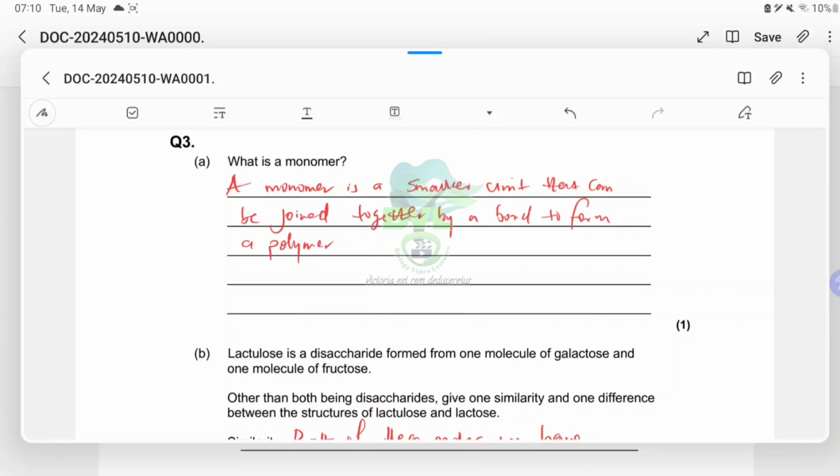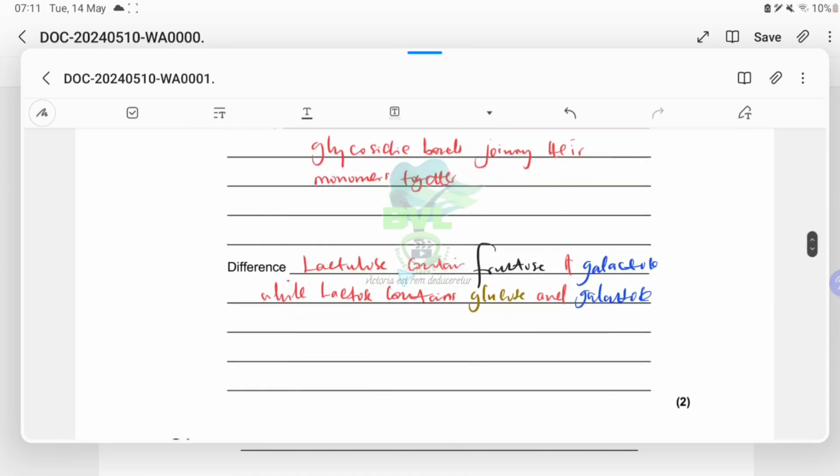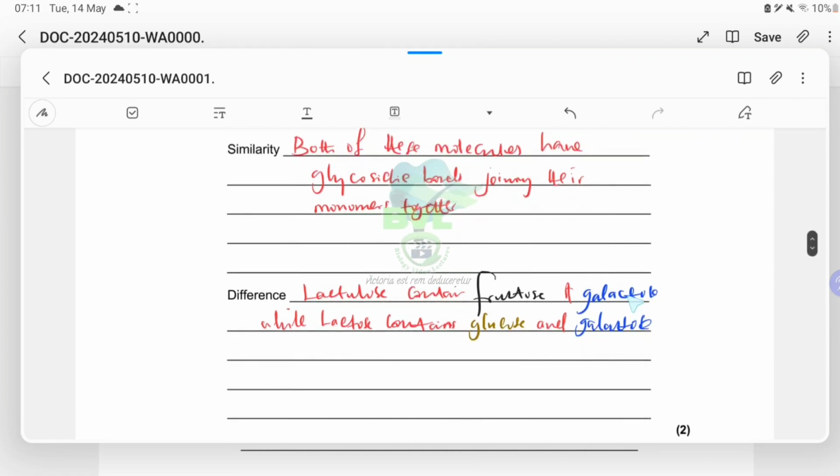So here's the answer. The similarity is both of these molecules have glycosidic bonds joining their monomers together. And the difference is that lactulose contains fructose and galactose, while lactose contains glucose and galactose. Also, let me say this to you: you can also say that both of them contain galactose, because that's literally a similarity, but it's a difference really. Okay, that made sense.